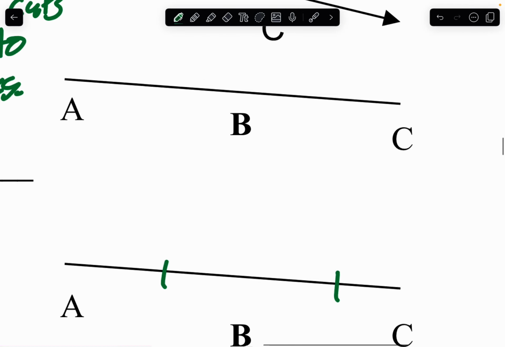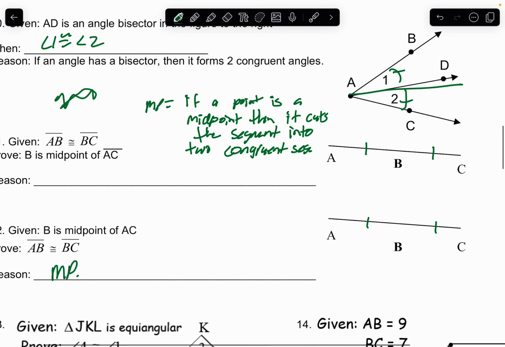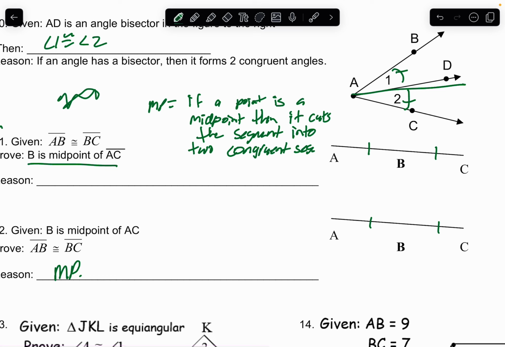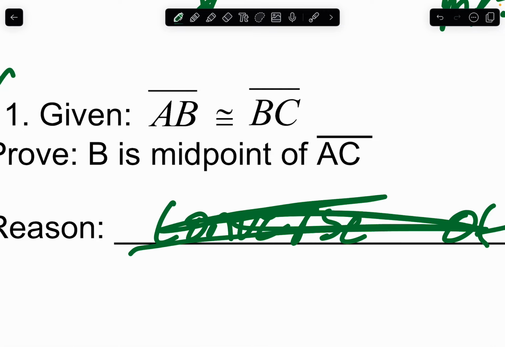Here I told you that AB is congruent to BC. That leads you to believe B is a midpoint. That is technically the converse of that definition. All the converse does in math is flip the cause and the effect. This will matter more. You don't have to know this today. We're going to explain and talk about it when you need it, and you won't need it for a little bit. So if you just put midpoint right now, I would be okay.